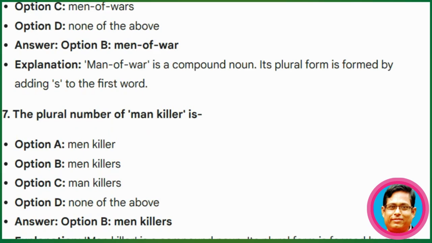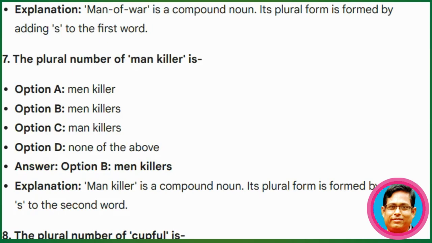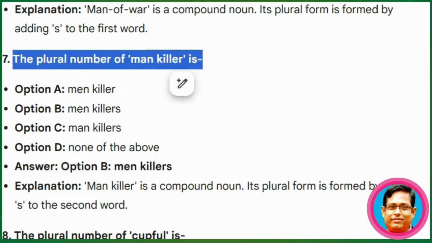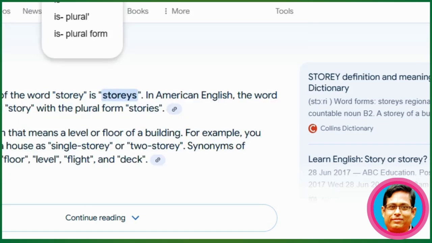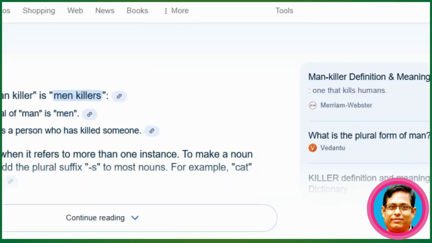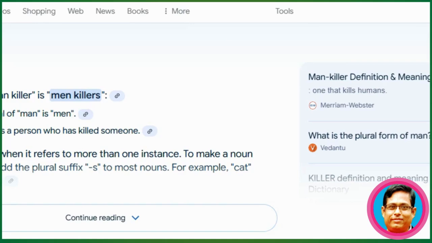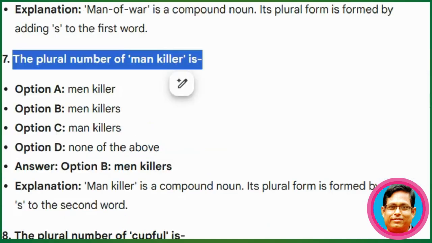7. The plural number of man-killer is option A, men-killer. Option B, men-killers. Option C, man-killers. Option D, none of the above. Answer, option B, men-killers. Explanation. Man-killer is a compound noun. Its plural form is formed by adding s to the second word.